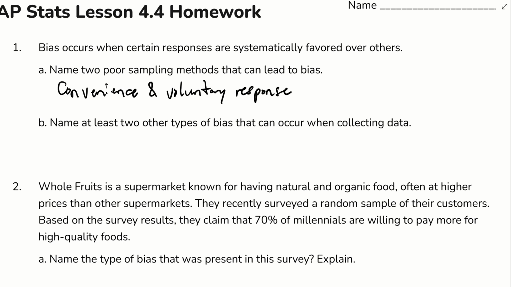Name at least 2 other types of bias that can occur when collecting data. Again, convenience sampling, you're selecting those that are near you. Convenience, right? And then voluntary response, you have volunteers. So here, 2 other types of bias that can occur. So we could have undercoverage bias.